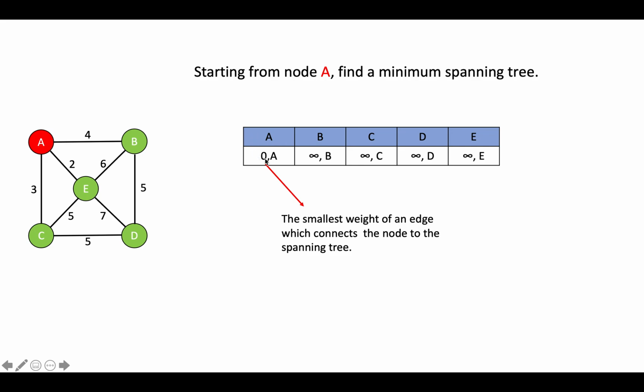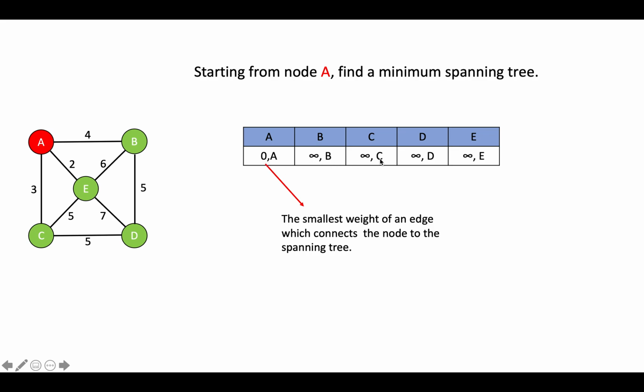Firstly, we should understand that we have to fill in a form like this. For each entry, currently it has two values. The first value means the smallest weight of an edge which connects the node to the spanning tree. Node A is already a part of our minimum spanning tree, it's the starting node, so there is no edge that connects node A with the tree. So the weight is 0 for node A.